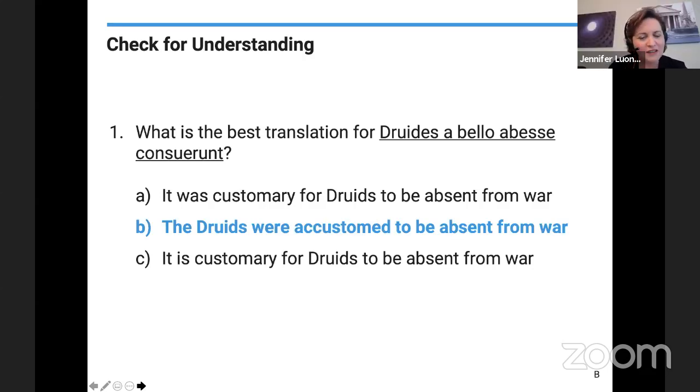So hopefully, again, we're focusing on paying close attention to forms today. Hopefully you saw that NT on the end of consuerunt, which tells us that it has a plural subject. So he, she, or it isn't going to work for that one, right? So it's got to be that the Druids were accustomed.